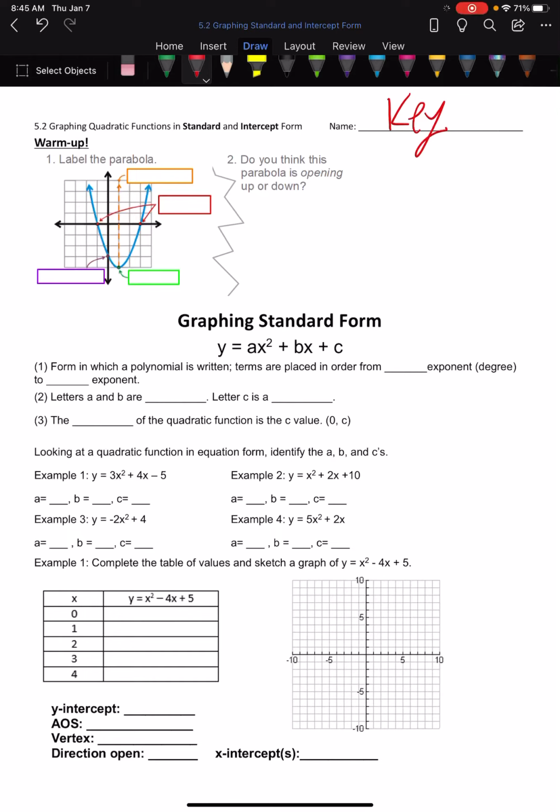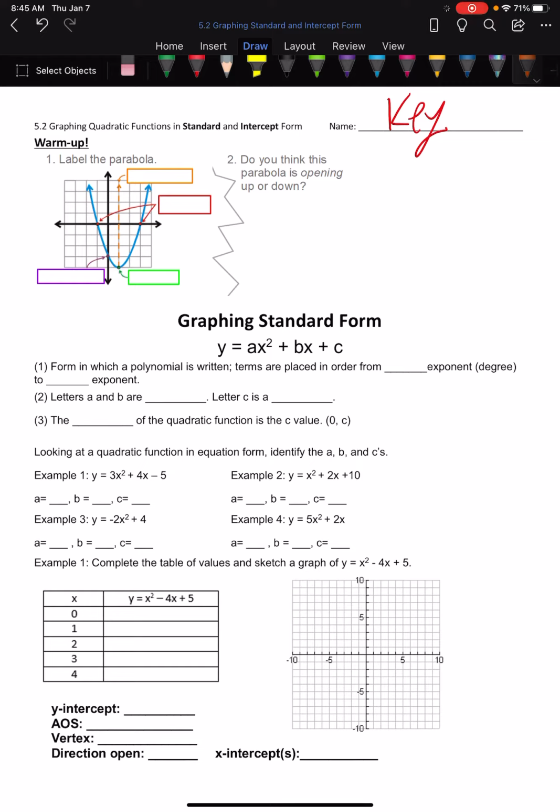Guys, this is Miss Adams, and today we are going to be looking at lesson 5.2, graphing quadratic functions in standard and intercept form. So let's go ahead and start off with our warm-up. It says to label the parts of the parabola. And remember, a parabola is our graph for our quadratic functions.